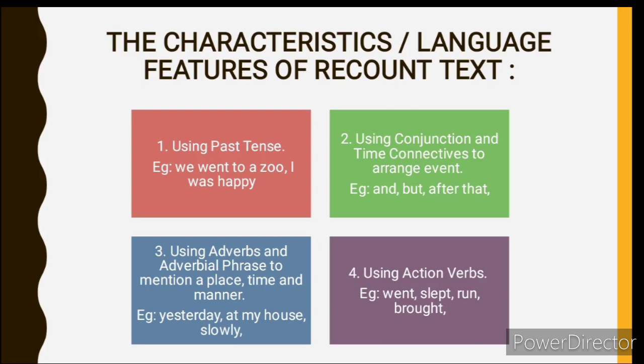Recount text uses adverbs and adverbial phrases to mention place, time, and manner. For example, yesterday, at my house, slowly. And the last, recount text uses action verbs. For example, went, slept, ran, and brought.